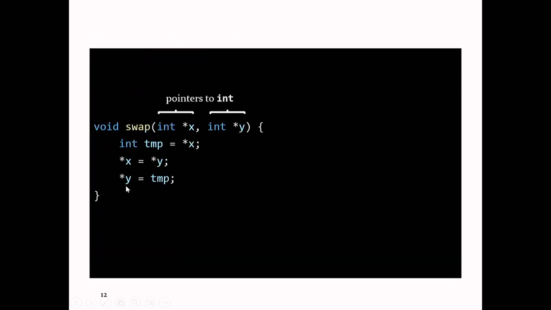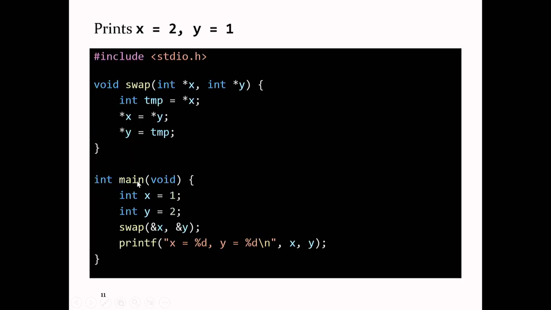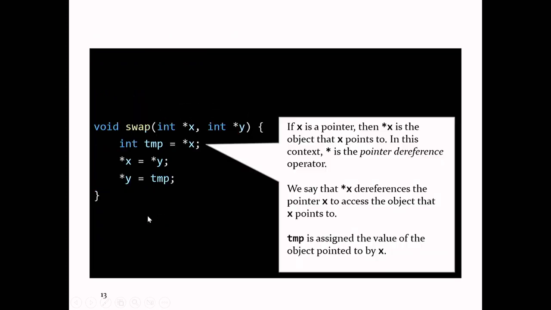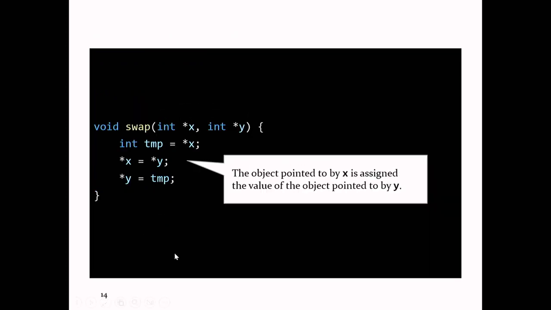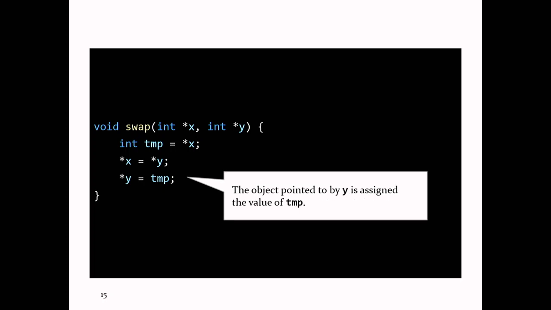Now star y is the object pointed at by y. I'm going to store the value of temp in that object. So in this example, when you call it with 1 and 2, it's going to switch the 2 and the 1. And that works because we have pointers to those two variables, x and y. So on that second line, the object pointed to by x is assigned the value of the object pointed to by y. And then the object pointed to by y is assigned the value of temp.